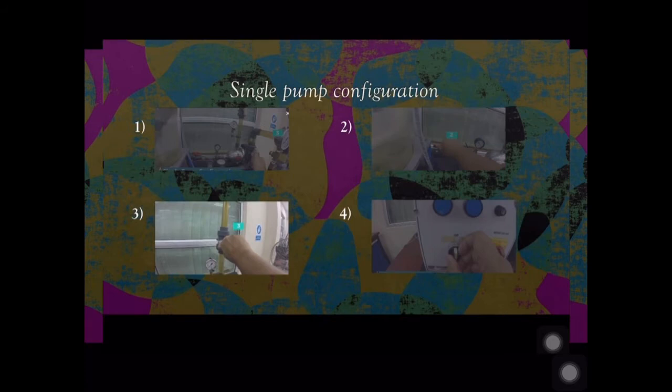For the first setup, which is a single pump configuration, there are 4 steps. The first step is to close the third valve by turning it to the right. The next one is to close the second valve. The third one is to close the fourth valve. Last but not least is to turn on the pump to single pump by switching it to the left. Then you may adjust the output valve to your desired volume.